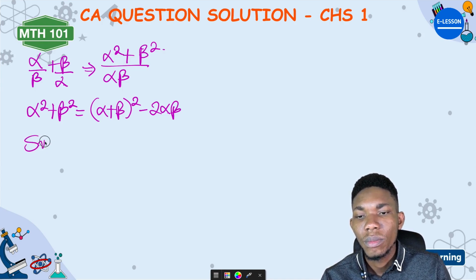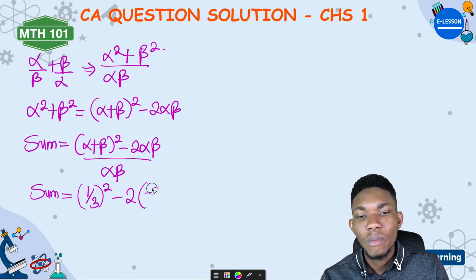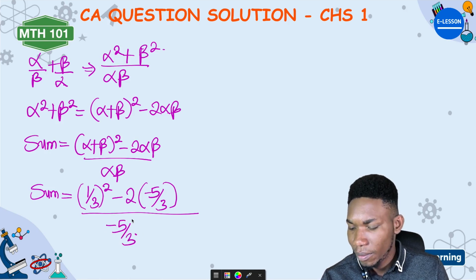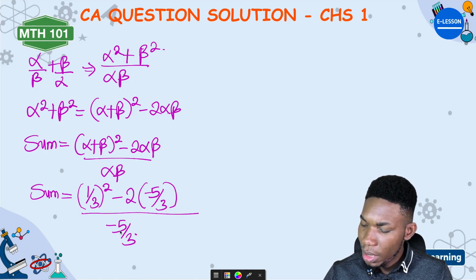The sum will now be equal to alpha squared plus beta squared, will have what? Alpha plus beta squared minus 2 alpha beta divided by what? Alpha beta. Is that okay? Now, what was our alpha plus beta as calculated? Still the same equation, as calculated was 1 over 3. So we have 1 over 3 squared minus 2 alpha beta, which is minus 5 over 3, all divided by alpha beta, which is minus 5 over 3. Is that okay?